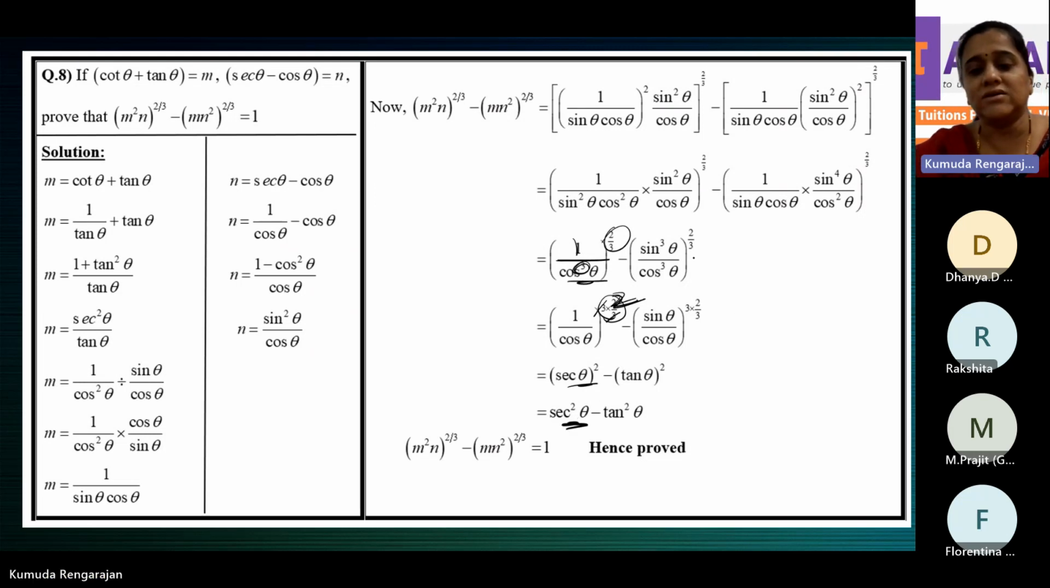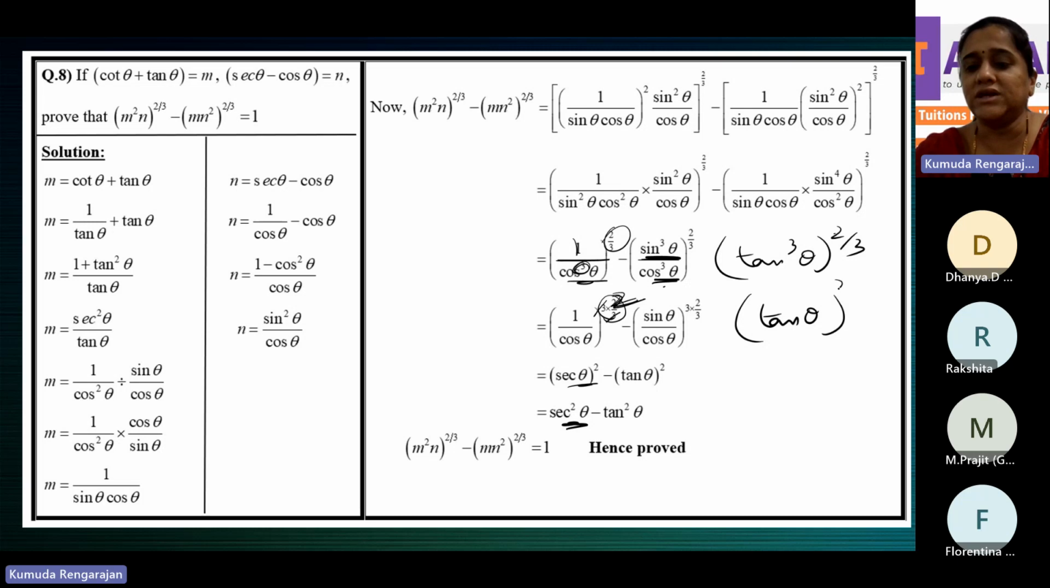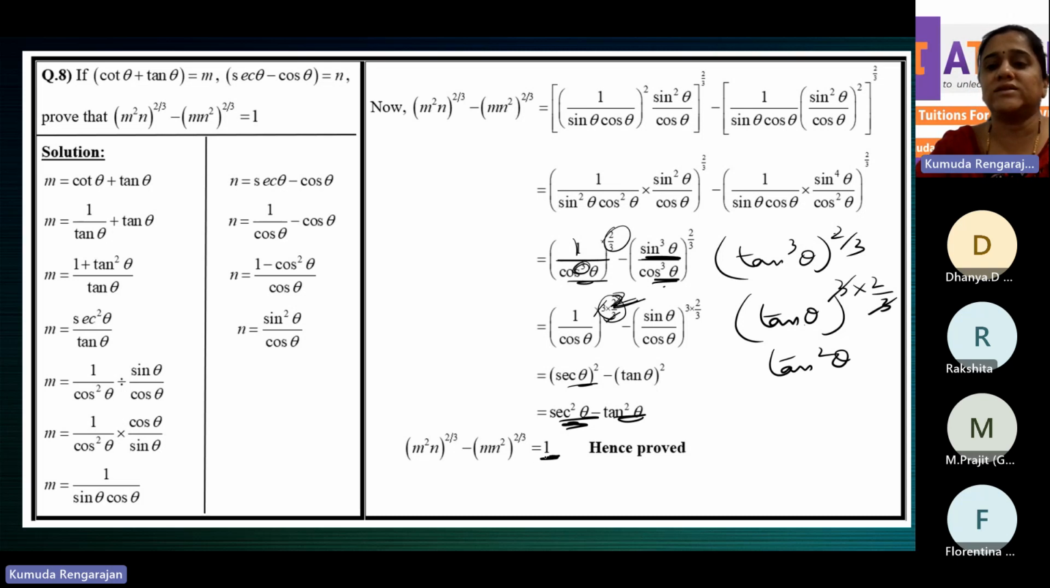And here, sine cube theta by cos cube theta. You can even write this as tan cube theta, children, in the next step. Sine cube theta by cos cube theta is tan cubed theta, the whole power 2 by 3. So it will be tan theta, the whole power 3 into 2 by 3. So 3 and 3 will get cancelled. Tan theta, the whole square is tan square theta. So secant square theta minus tan square theta is 1. That's what we have to prove: that it's equal to 1. Yeah, take down, children.